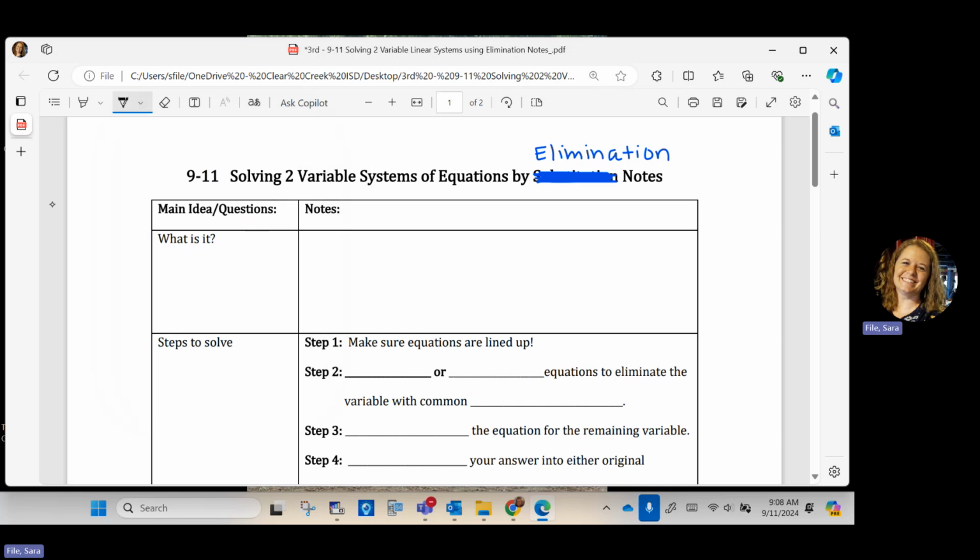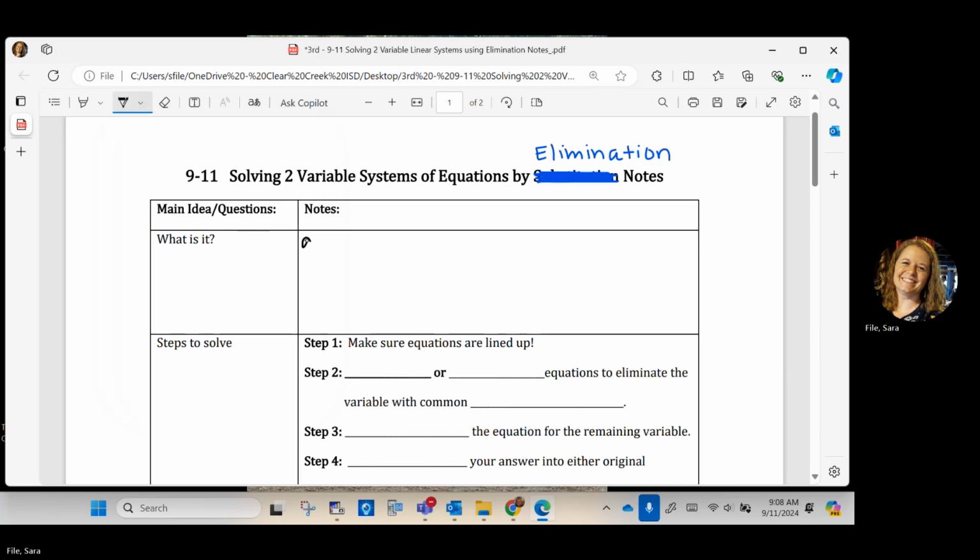So elimination is, what we are doing is we are aligning equations to cancel or eliminate one of the variables.